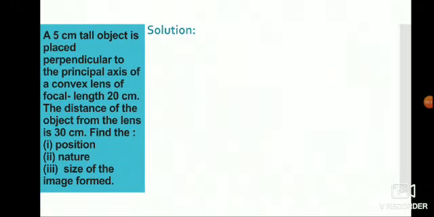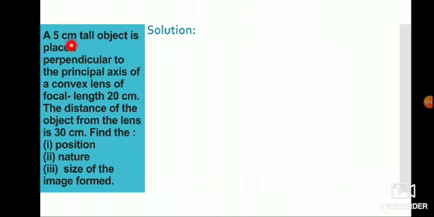First question. A 5 centimeter tall object is placed perpendicular to the principal axis of a convex lens of focal length 20 centimeter. The distance of the object from the lens is 30 centimeter. Find position, nature and size of the image formed. So what is given in the question?